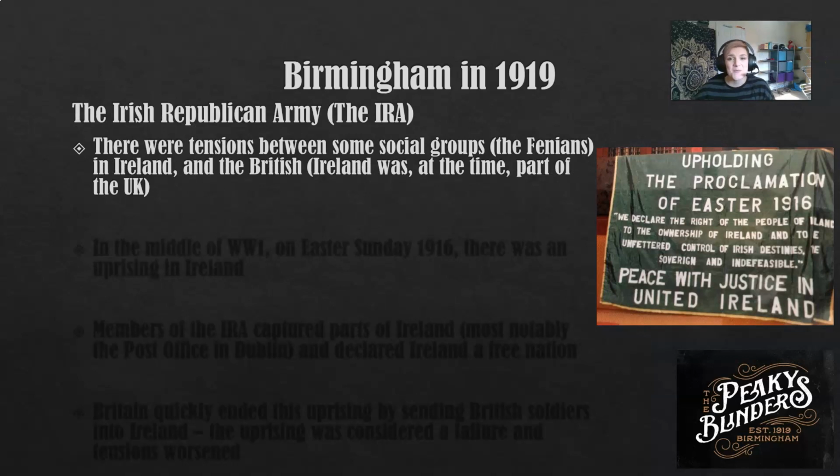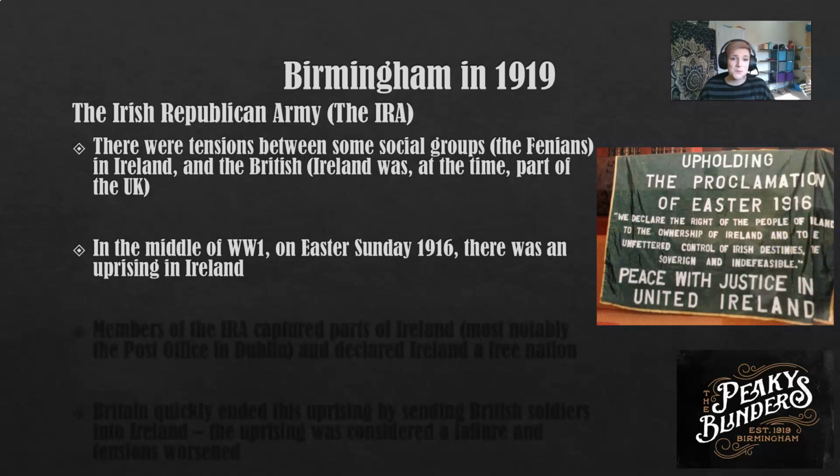So the final theme we're going to discuss is the Irish Republican Army, so the IRA. We're not going to go into too much detail about this, only to explain why it's relevant to Birmingham in 1919. So there were tensions between some social groups, so the Fenians in Ireland and the British. So Ireland was at the time part of the UK.